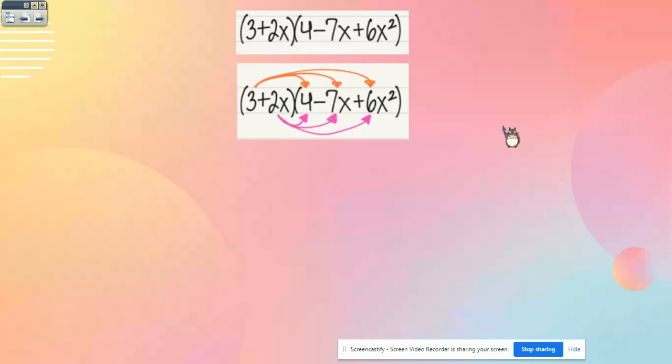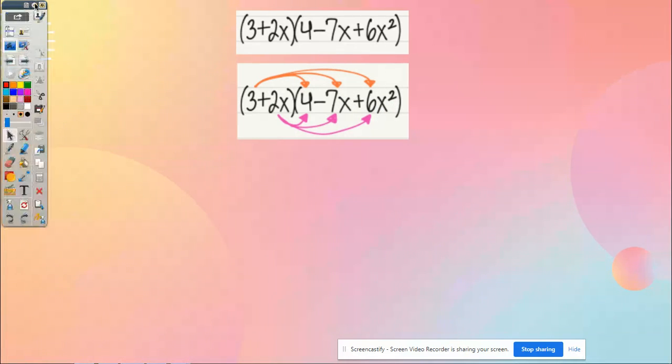So here I color coordinated what we needed to do. Some people call it foiling, but I just think of this as a binomial, which means I'm going to distribute two things. I'm going to distribute a positive 3 to the 4, to the negative 7x, and to the positive 6x squared. So if you didn't see the order that I'm talking about, it is closest to furthest. So I will trace it over. I'm going to do, just as I said, 4 first, so 3 times 4, then 3 times negative 7x, and finally 3 times 6x squared.